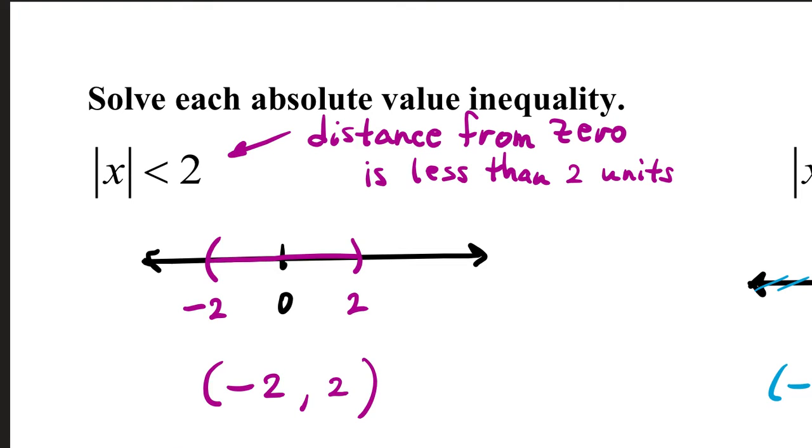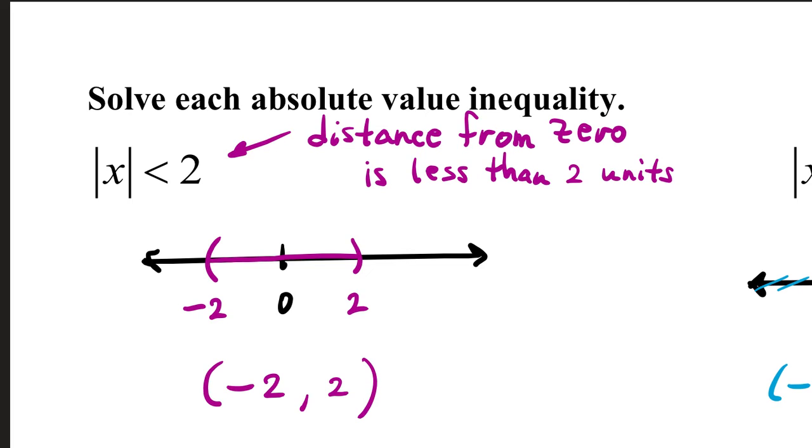Solve each absolute value inequality. This time, instead of having an equal sign in our problem, we will have a less than or greater than type of symbol. Let's recall that absolute value measures the distance that whatever's inside is from zero on a number line. So the way you want to read that is, you want to find all values of x such that the distance from zero on a number line is less than 2 units away.